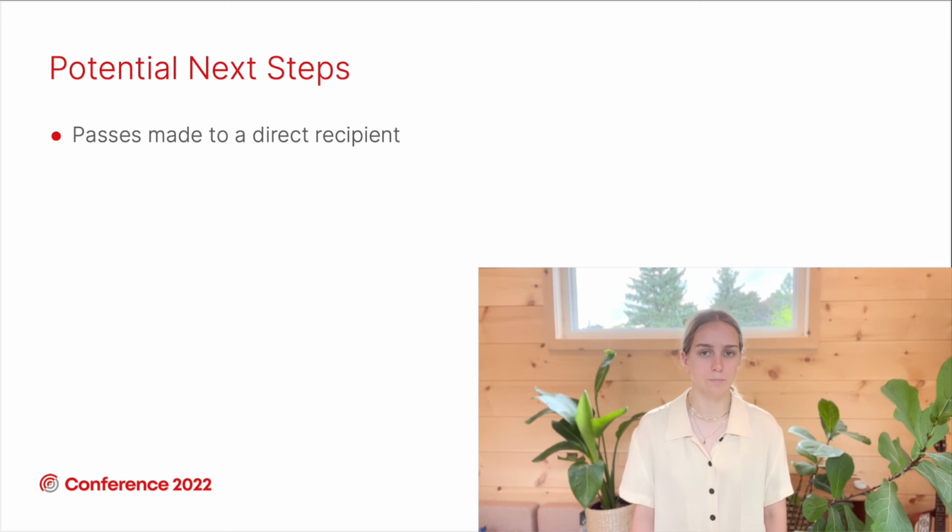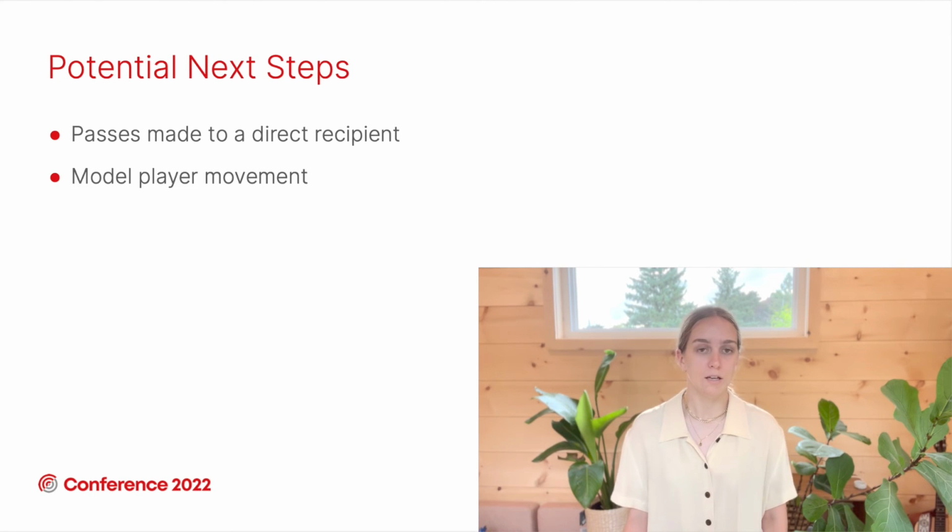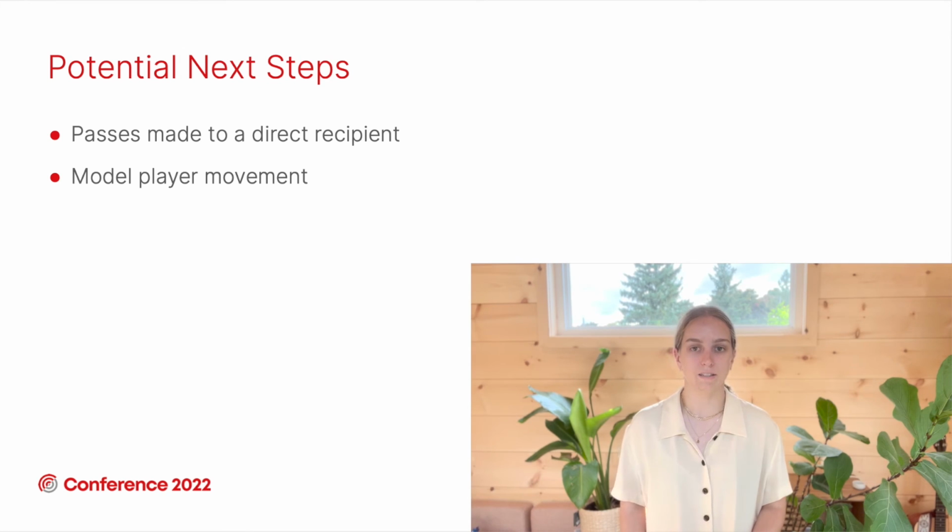With that, we would then probably need to model player movement, given that the time of the ball in the air is not negligible. There's time for the players to move significantly. So that would need to be modeled. This point is why I stuck to zones and passes made to space rather than to a direct recipient, because it lessens that effect of player movement and doesn't need to be considered as much.